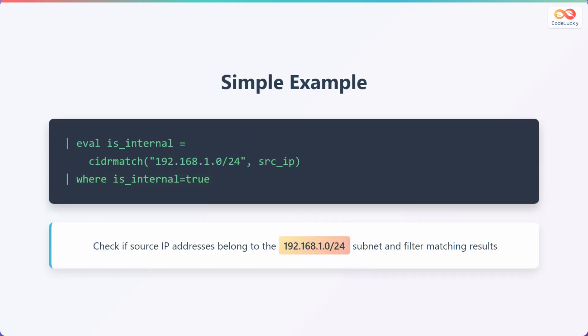Let's look at a practical example of how to use CIDRmatch. In this example, we're using the eval command to create a new field called is_internal. We use CIDRmatch to check if the source IP addresses fall within the 192.168.1.0/24 subnet. This is a common private IP range used in local networks. The result is stored in the is_internal field as either true or false. Then we use the where command to filter our results, showing only the events where is_internal equals true. This approach helps you identify traffic that originates from your internal network segment.